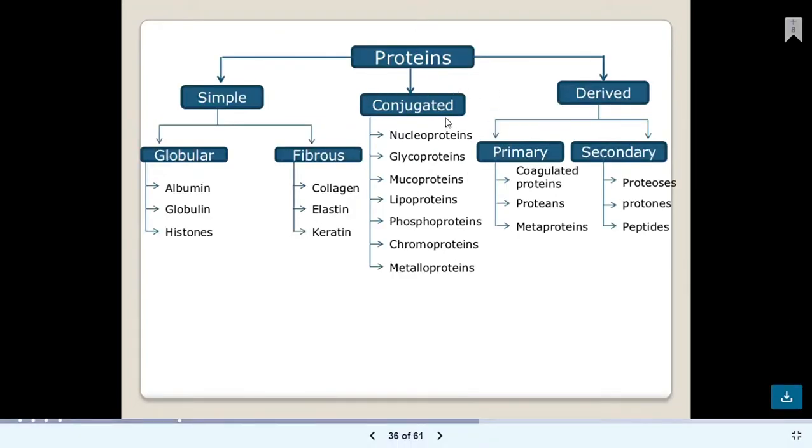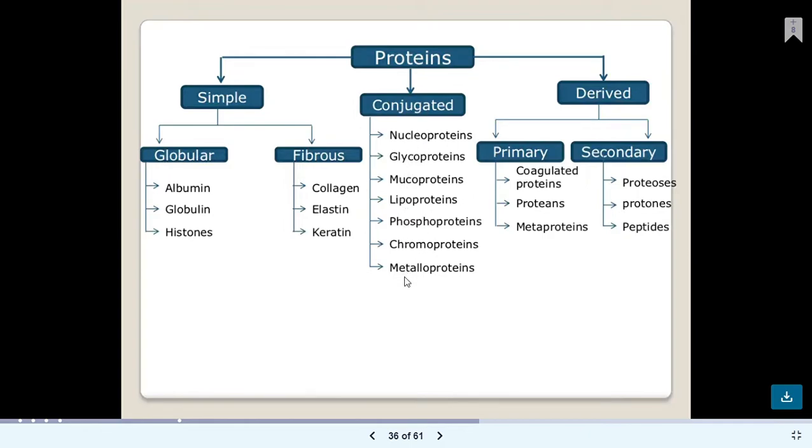Proteins, as usual, you have classified into three. In simple, it's classified into two. You have globular and fibrous. Globular, you have albumin, globulin, histones. Fibrous, collagen, elastin, keratin. Conjugated, you have nucleoproteins, glycoproteins, mucoproteins, lipoproteins, phosphoproteins, chromoproteins, metalloproteins.